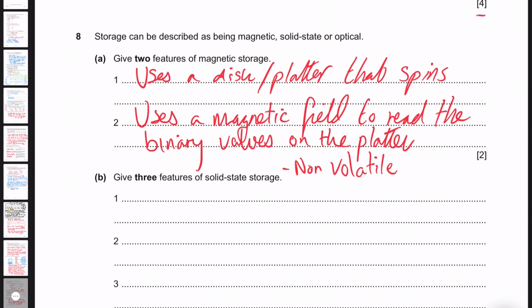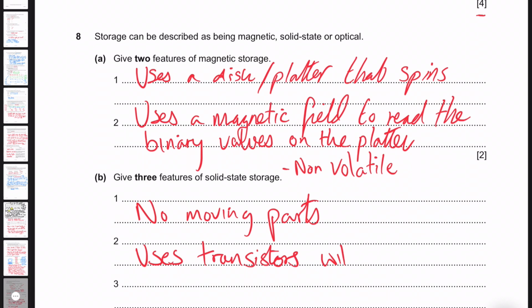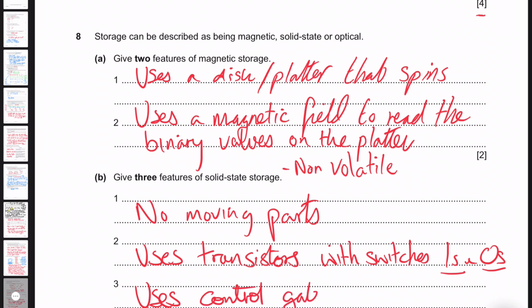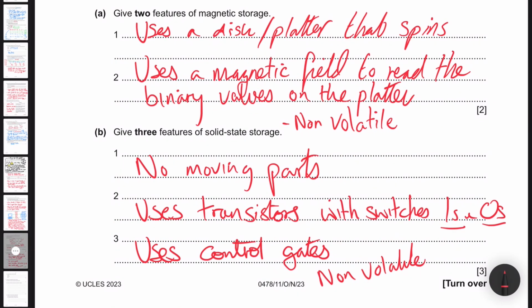Give 3 features of solid state. No moving parts. Unlike the disk that spins on the magnetic, this has no moving parts. Instead, it uses transistors, switches, ones and zeros. It uses logic gates or control gates. And finally, it's non-volatile, but can be volatile. So that would be that.